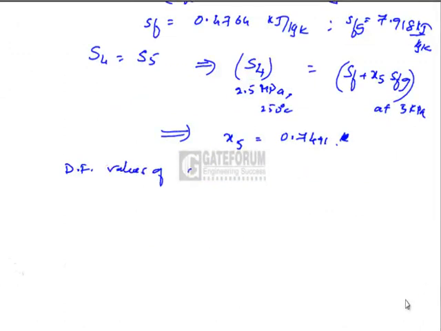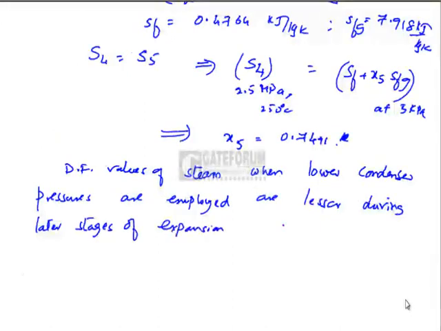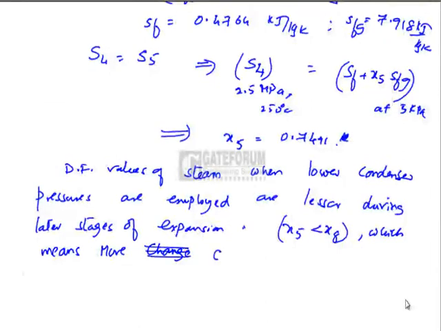Dryness fraction values of steam when lower condenser pressures are employed are lesser during the latter stages of expansion. You can see here X5 is lesser than X8, which means more chances of turbine blade erosion.